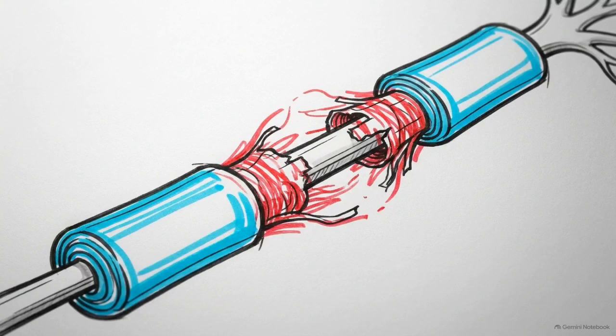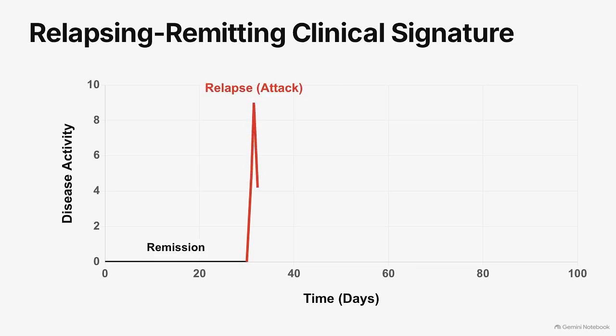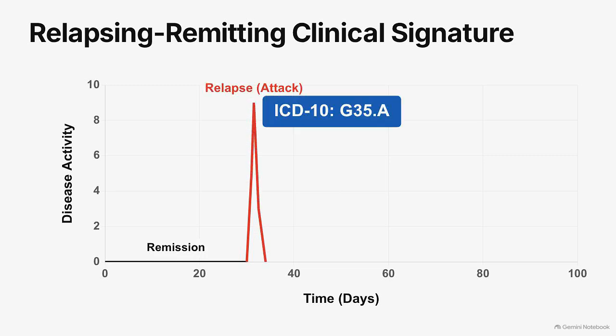Relapsing-remitting MS is defined by periods of symptom stability followed by sudden flare-ups. This chart tracks disease activity. During remission, symptoms completely or partially disappear, creating a flat baseline of 0 active symptoms. This stability is punctuated by sudden attacks. Returning to that baseline after a spike fits the G35.A criteria.